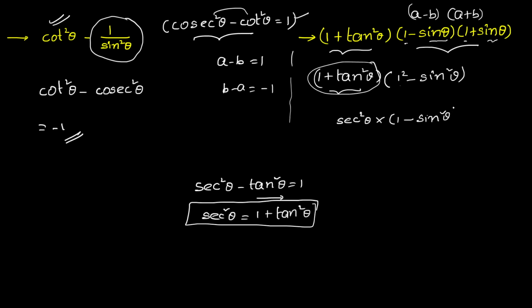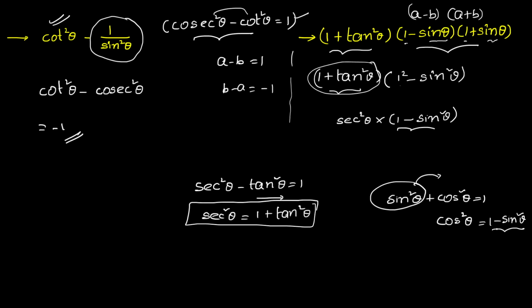Again, when you see 1 minus sin square theta, what do you have to remember? It is nothing but cos square theta. How will it become? By using trigonometric identity 1, see here, sin square theta plus cos square theta is equal to 1. Now if you send this sin square theta to that side, it will become cos square theta is equal to 1 minus sin square theta.